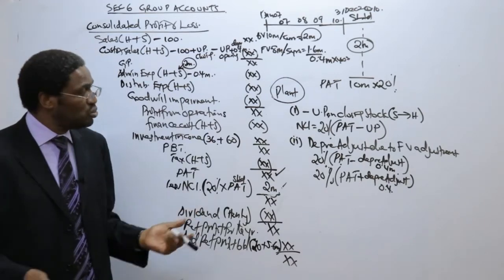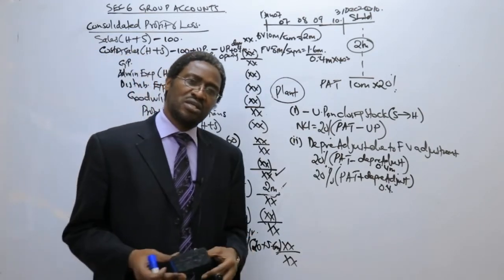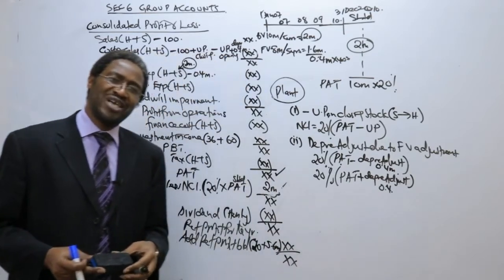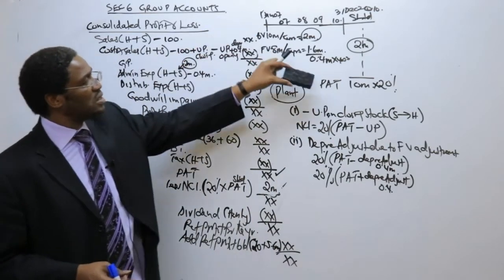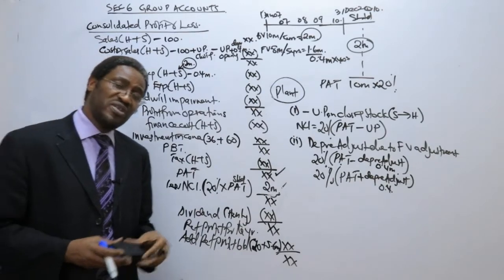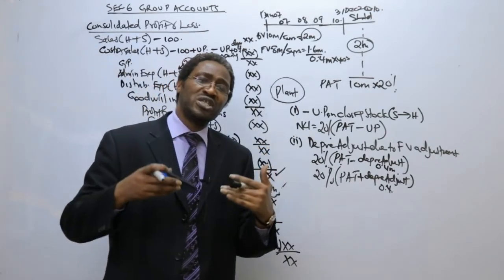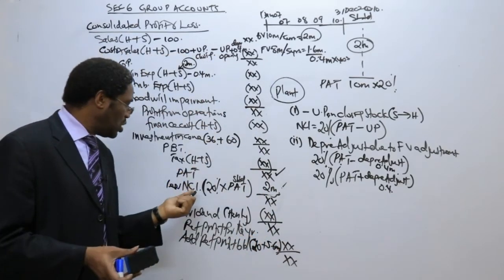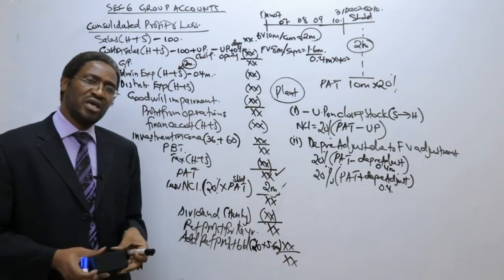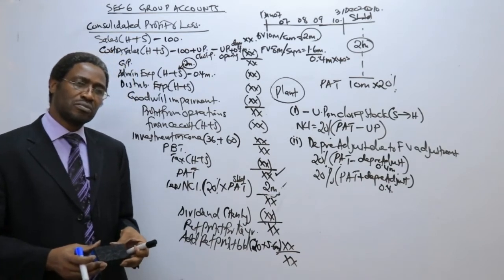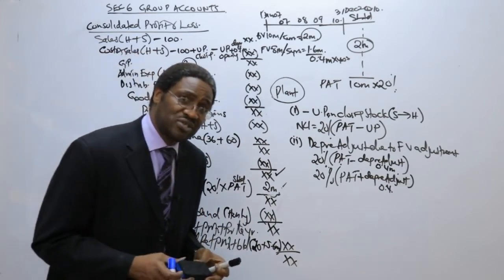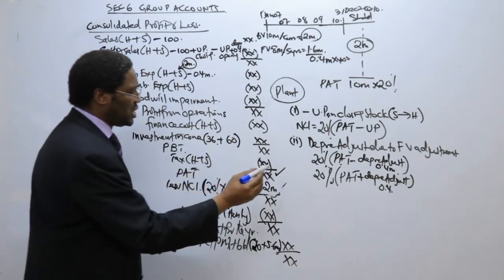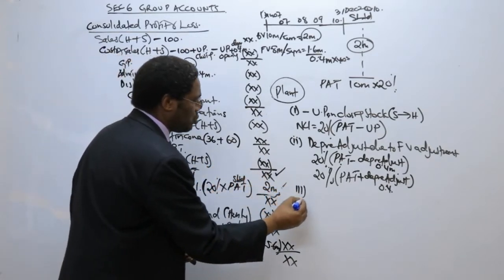So I am through with the second thing that can make you not just take 20% of the profit after tax of the subsidiary when you are computing the amount of minority interest in the income statement, or what we call non-controlling interest in the income statement. So that's all for that.